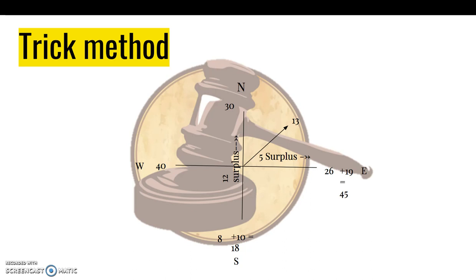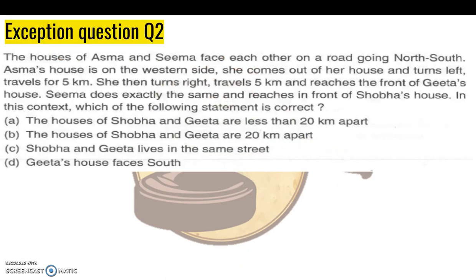But there is bad news also. We don't have a trick for every question of this type. I mean, maximum questions you can cover from this trick, but not every question. So let me show you which question I am talking about. This is the exception. This appeared in AILET 2019 as well. Maximum number of people were unable to solve this question because it was a little confusing. If you want to try this out, pause the video and try to solve it.